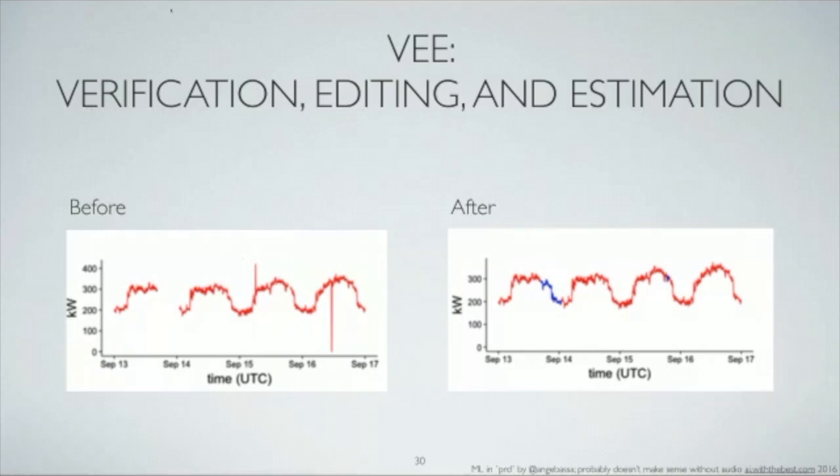So we verify all of the intervals to make sure that they are correct. Several here are not. Then we edit out the bits that are the spikes and drops. And then we estimate over the gaps. So on the right-hand side, you can see that the spike, the drop, and the gap are all filled in with blue, which is the part of this algorithm that's a little bit different. It is generative, because you have to infer what the consumption would have done otherwise.